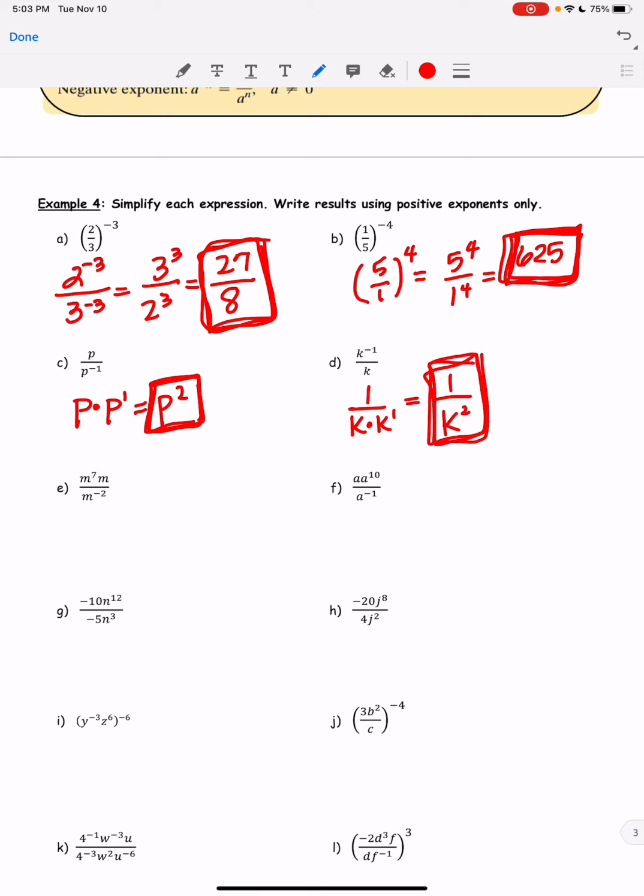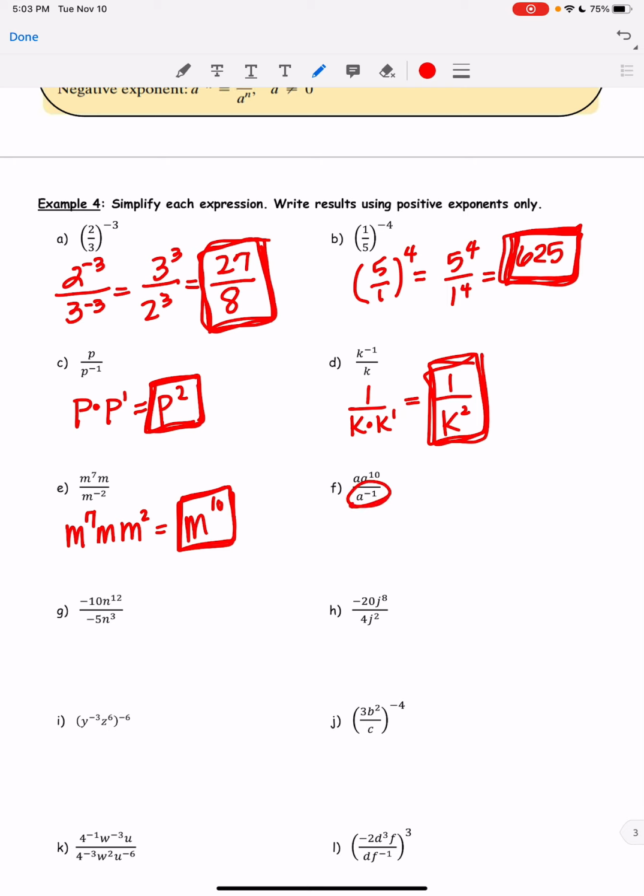On E, I'm going to move what is negative, and the only thing that's negative is that m to the negative 2 on the bottom. So I've got m to the 7th, m, and then now m squared. So add all of your exponents. Remember there's a 1 right there, so 7 plus 1 plus 2 gives me m to the 10th.